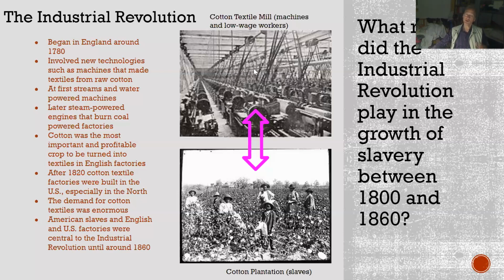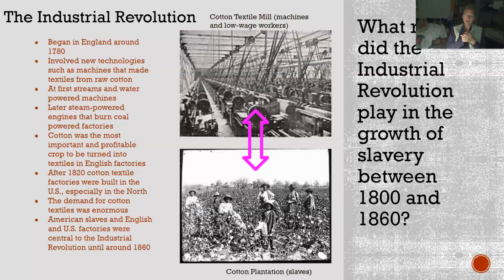But by the 1820s, steam-powered engines, which were powered by coal, were attached to these machines, making them even more efficient. Okay, so you have the invention of technologies, machines that make products very efficiently, and then you have the discovery of new sources of energy such as coal, right? So this is the core of the Industrial Revolution.